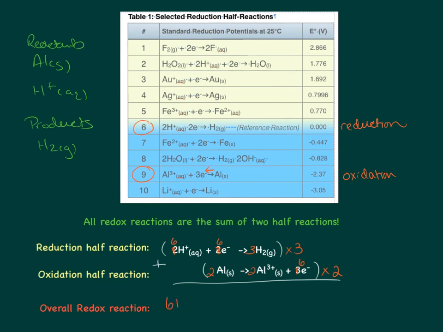And we get, on the left-hand side, 6H+ and 2 solid aluminums going to produce 3 hydrogen gas plus 2 Al3+ cations. And I just realized there's a mistake right here. This should say aqueous. But that is it. So that is our overall redox reaction. You can see that we didn't have to write the electrons on either side because the electrons canceled out. So that's how you write a redox reaction.